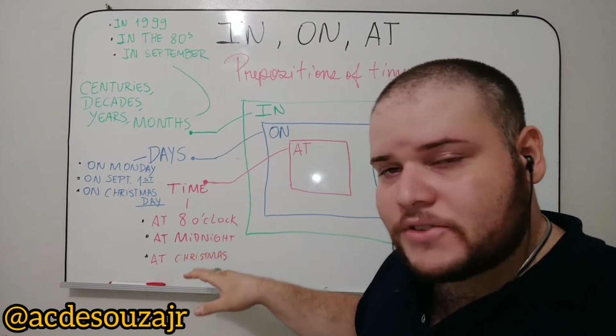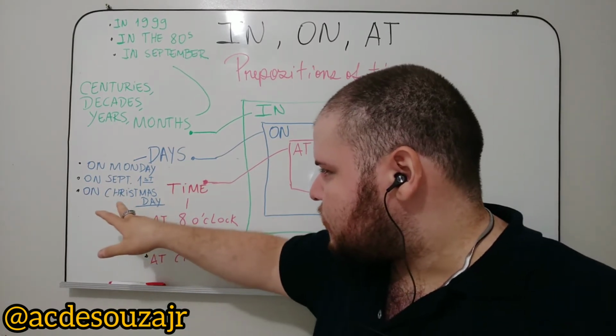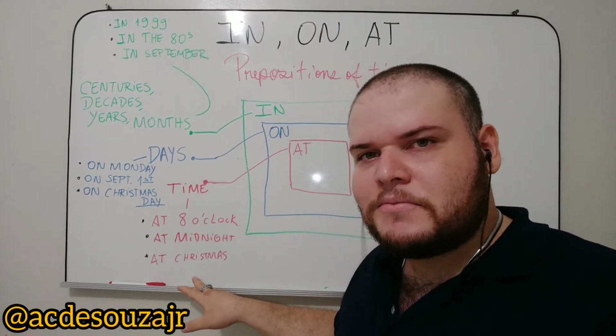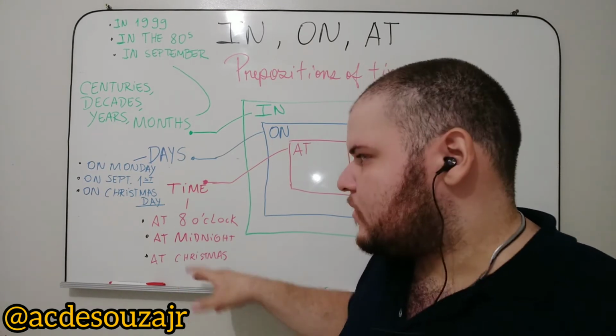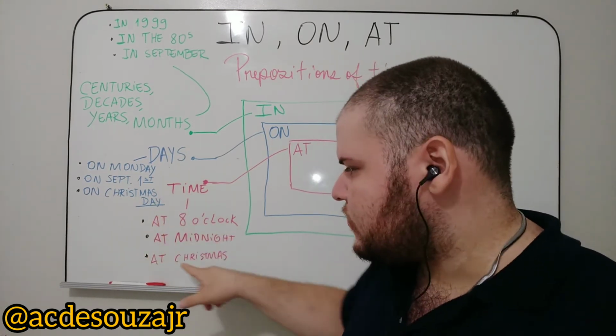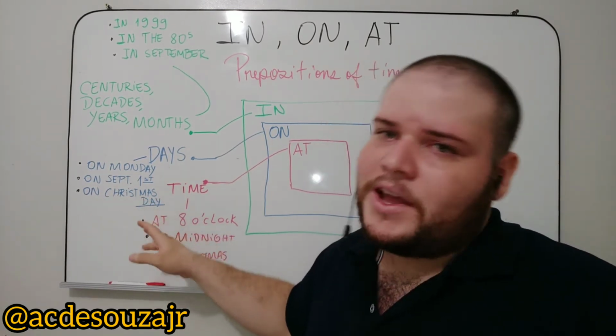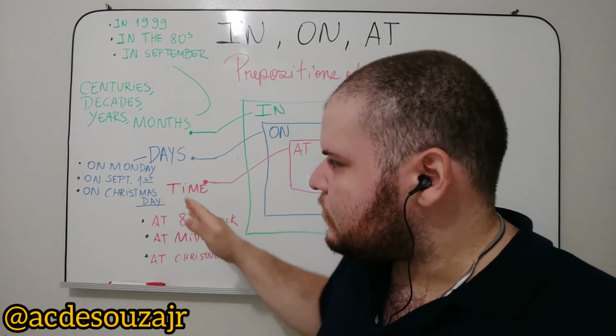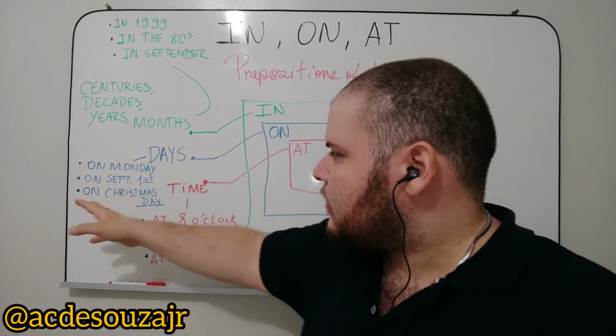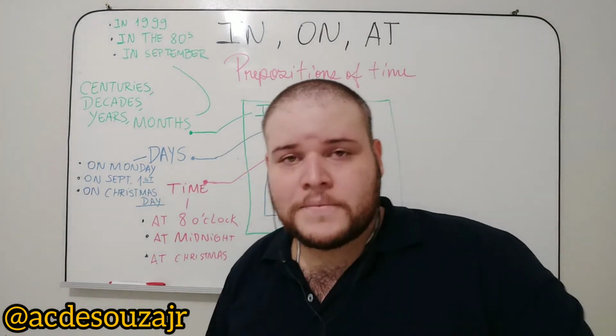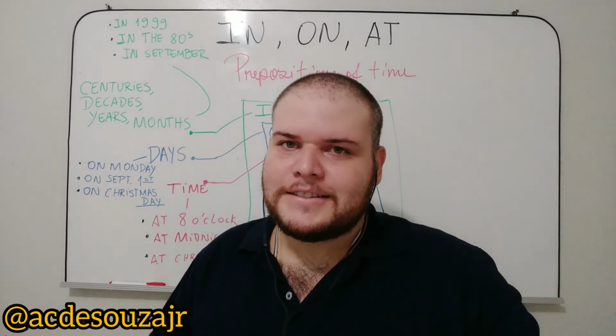Okay? Can you see the difference? Can you spot the difference between on Christmas Day and at Christmas? At Christmas, since we don't have the word day, we use at. On Christmas Day, we have the word day, so to be grammatically correct, we need to use on. Okay? And this is the lesson for today.